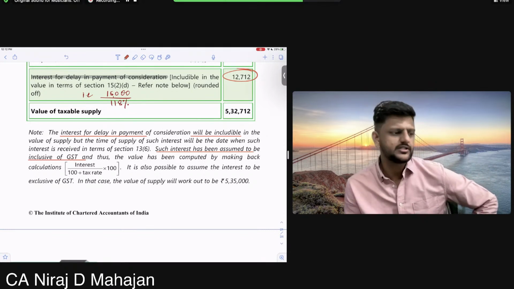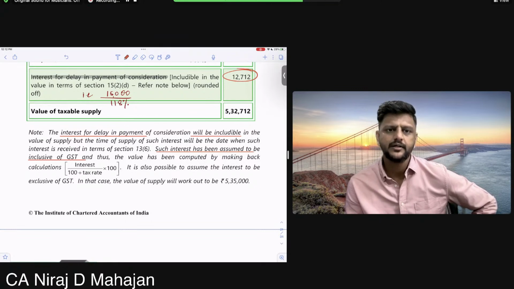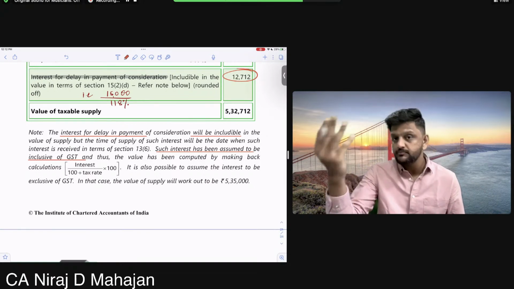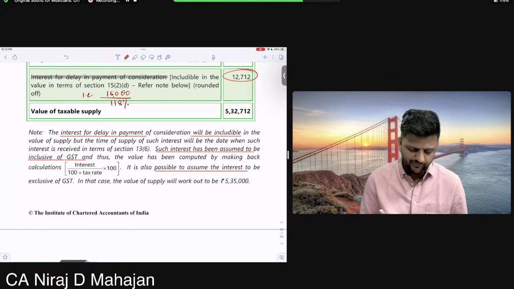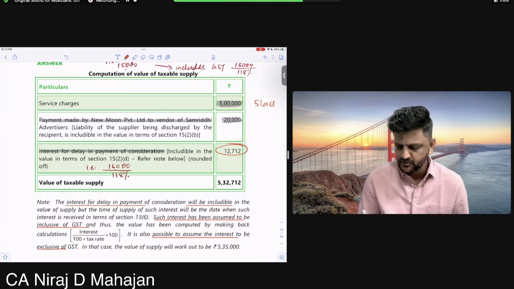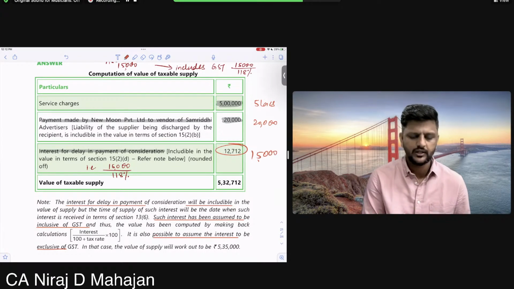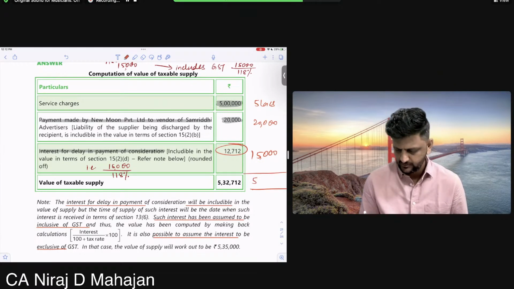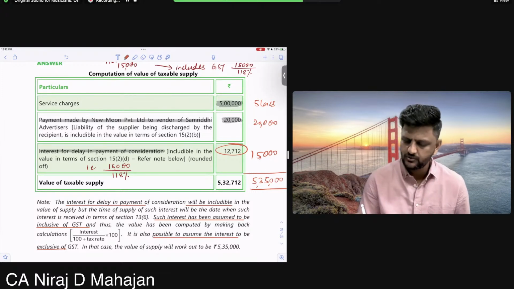That's why net of GST was how much? Did you understand or not? This is a reverse calculation. And thus the value has been computed by making back calculations. It is possible to assume interest as exclusive of GST. So what will be the answer? But this 5 lakh is still the same. This 20,000 is still the same. And 15,000 instead of 12,712, if that interest is exclusive of GST, then the answer is what? 535. Yes or no? So this is also okay, alternatively.